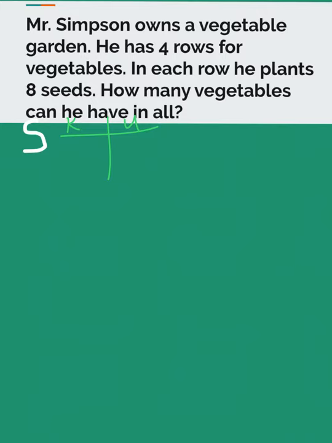Mr. Simpson owns a vegetable garden. He has 4 rows of vegetables. In each row he plants 8 seeds. How many vegetables can he have in all? Alright, so we know he has 4 rows and 8 seeds in each. We don't know the results. We don't know how many in all.